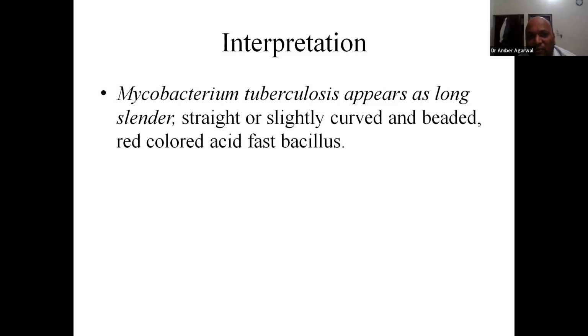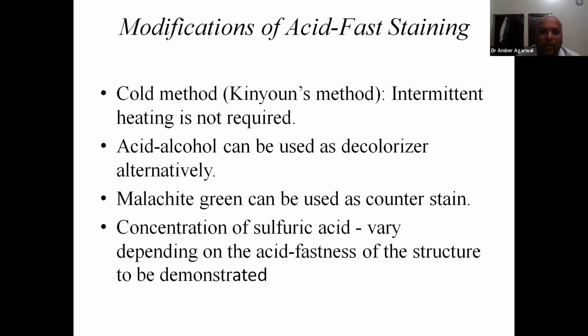We regularly get ZN stain negative and GeneXpert positive in extrapulmonary TB from CSF, from joint and other sites. Now there are some modifications of acid-fast staining. That is the cold method, in which heating is not required. These are used for other bacteria which are acid-fast, such as Nocardia. There are other things also. Sometimes acid alcohol is used, malachite green is used as the counterstain, and the concentration of sulfuric acid varies.